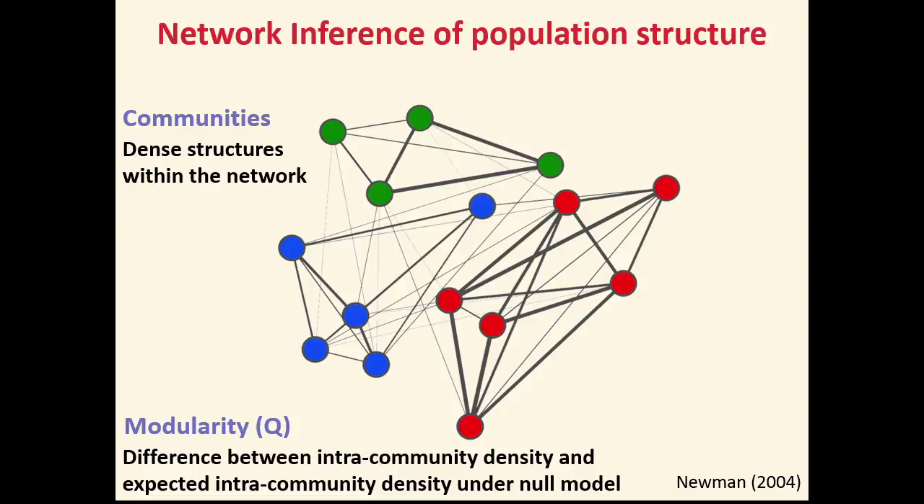I'll just mention one important concept. The measure of modularity is a quality measure which evaluates how well a network is partitioned into communities. And it does so by comparing the density inside the communities, the intra-community density, versus what you would expect under a null model, which preserves the major topological characteristics of the network.